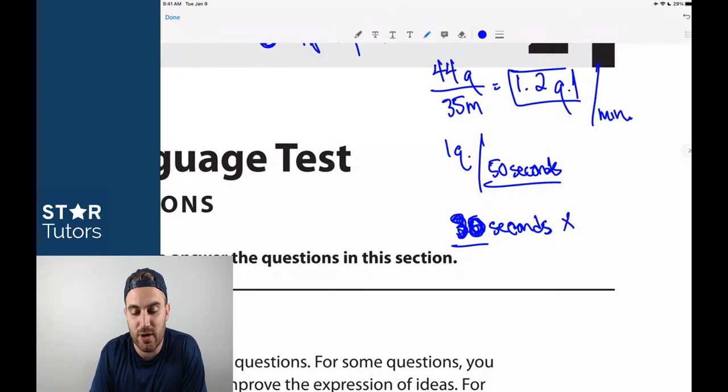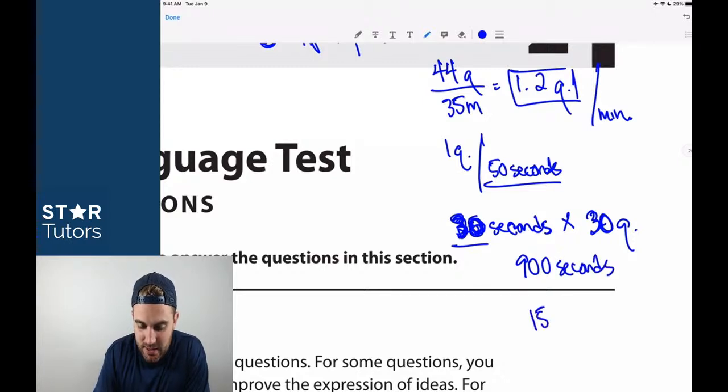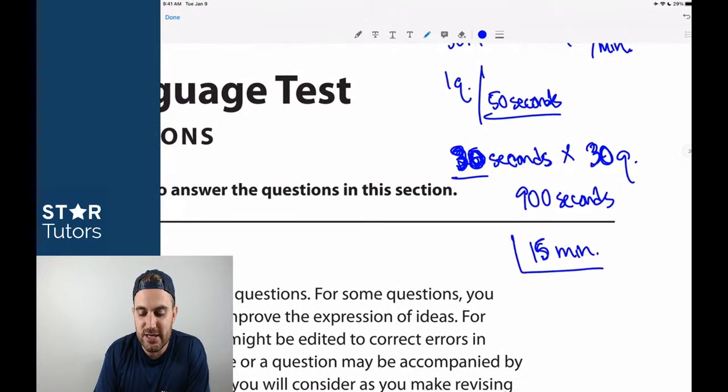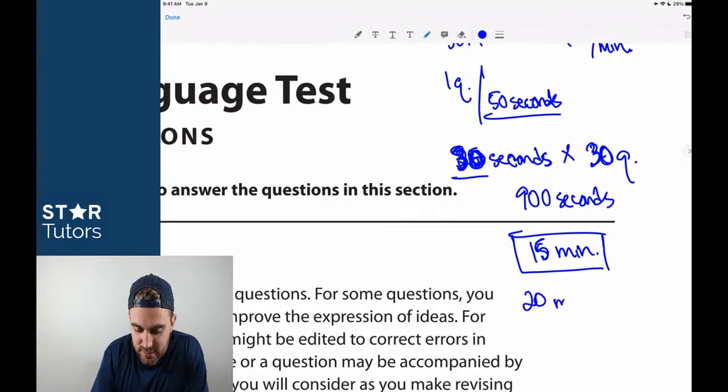So let's say Sean memorizes all 30 of the grammar questions that could possibly show up. 30 seconds, 30 questions, that's only 900 seconds. 900 seconds is 15 minutes. Think about that. That means you only took 15 minutes to answer all of the grammar questions, and you can still be really accurate because those are rules-based questions. That means you have another 20 minutes for 14 organization questions.